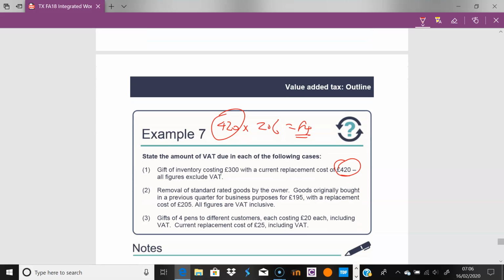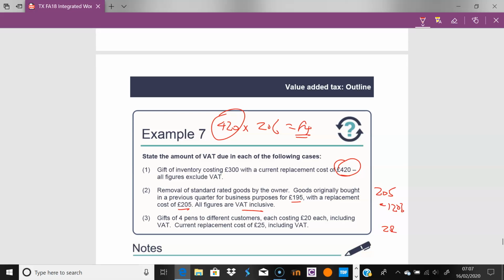So here we are, owner, removal of standard goods. Goods originally cost 195, replacement cost of 205. So we deal with it on the basis of the replacement cost, and in effect, what we now have, they're telling us this is inclusive. So really, this 205 is inclusive of the VAT. So 205 is technically 120%.